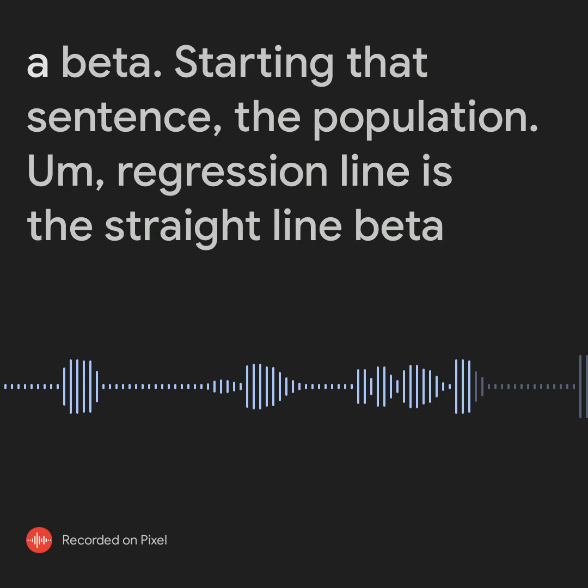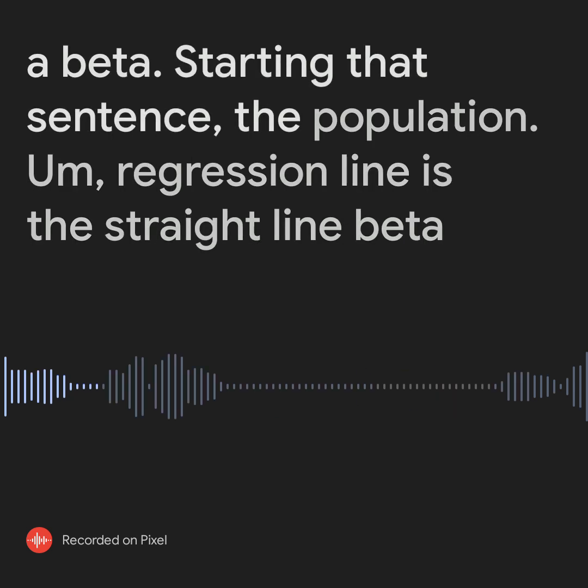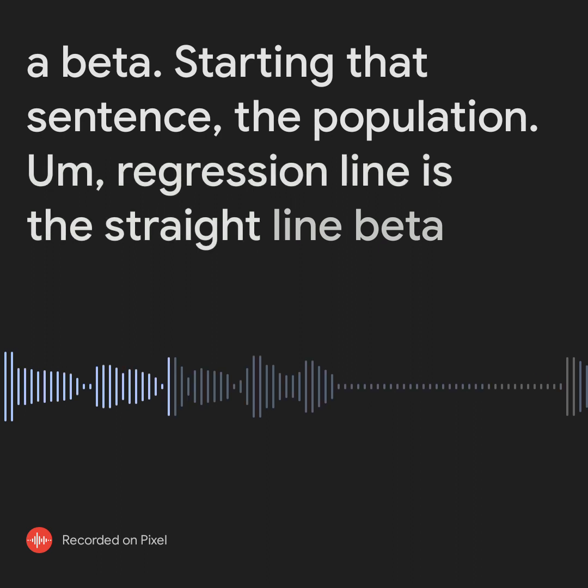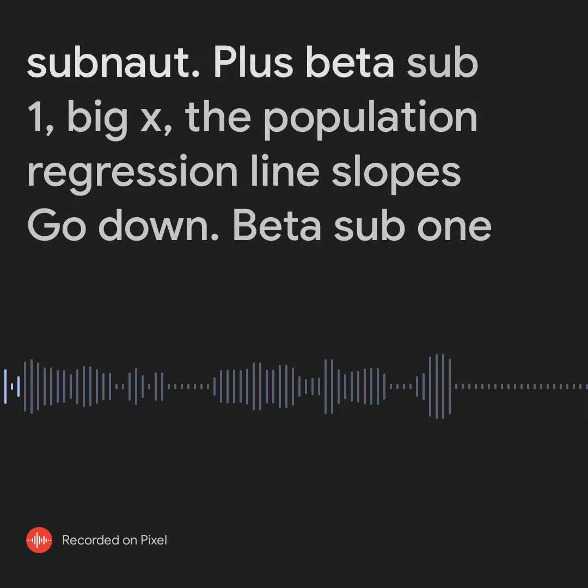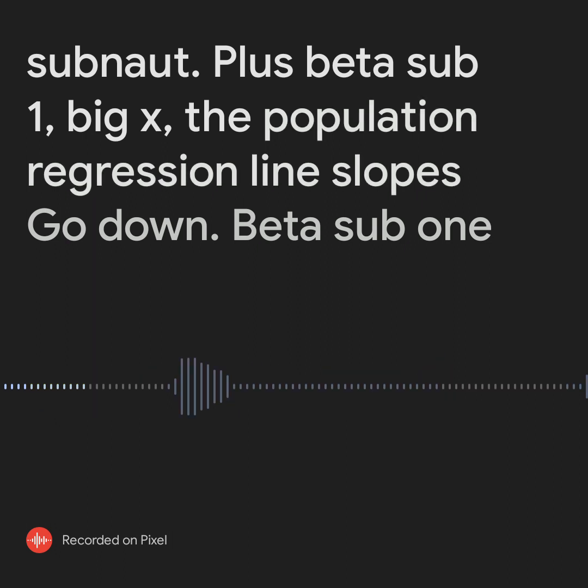That's not b, that's beta. We're starting that sentence over. The population regression line is the straight line beta sub naught plus beta sub 1 big X. The population regression line slopes down.